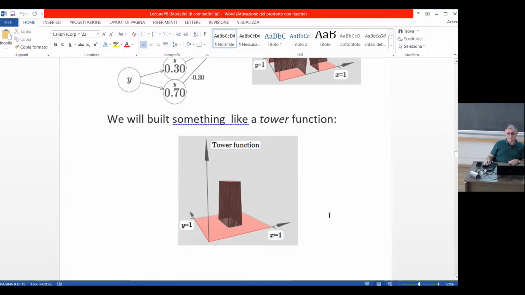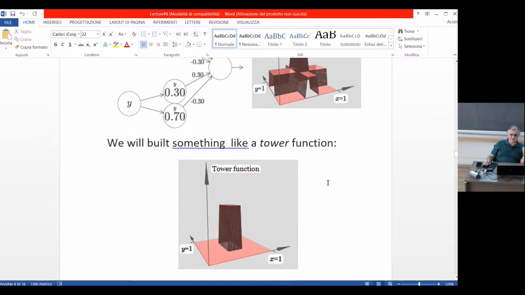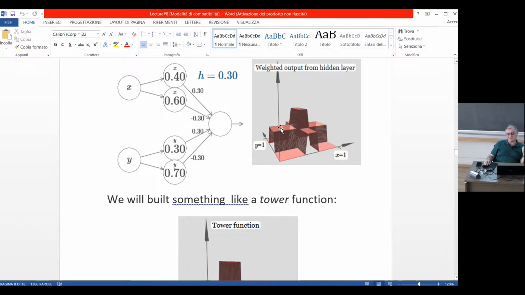So what is our scope? Our scope is to build something like a tower function. And this tower function will be precisely a rectangle approximation of our three-dimensional function. Yes, and it is our aim. How can we do it? How can we cut the base of this tower?